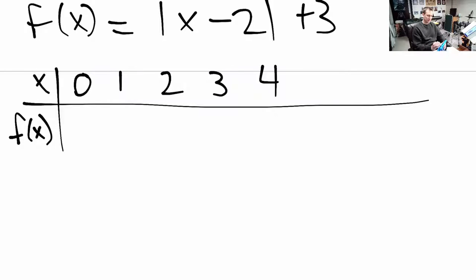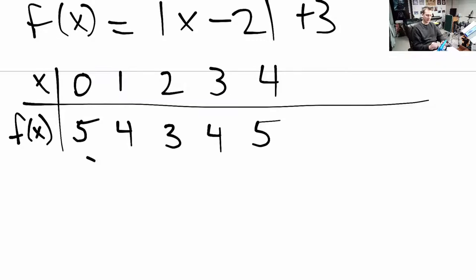When we plug in 0, we get 0 minus 2, which is negative 2. Absolute value makes it positive. So 2 plus 3 is 5. 1 gives us 1 minus 2, which is negative 1. The absolute value makes it positive 1, plus 3 gives us 4. 2 gives us 0 in the absolute value. 0 plus 3 is 3. 3 gives us 3 minus 2, which is positive 1. Absolute value keeps it positive 1. Plus 3 is 4. And when we plug in 4, we're going to get 2 in there, plus 3 is 5. We get this nice thing happening where it's coming down and then it's coming back up. That's exactly what the absolute value graph looks like.